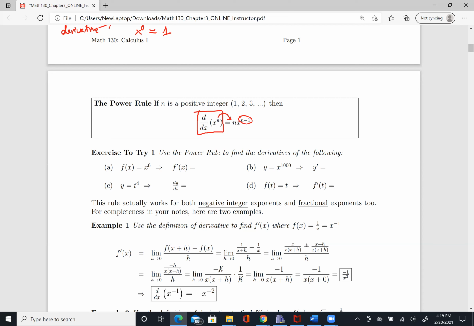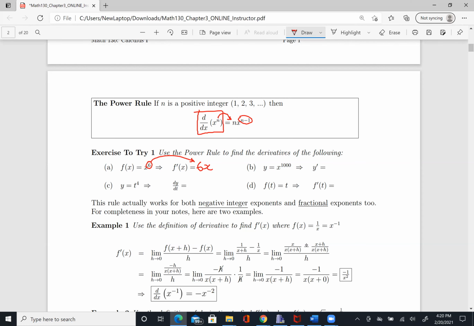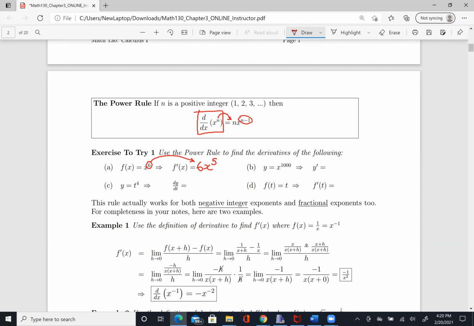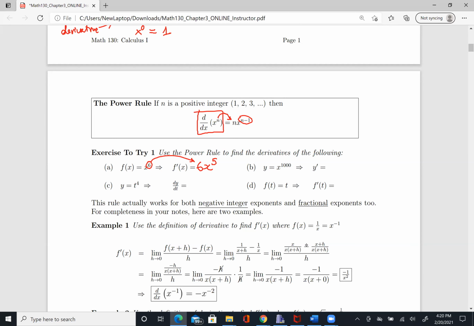But I can go ahead and do one more example here for you guys. So if f(x) equals x power 6, then f'(x) will be 6, from this power 6 it becomes the coefficient, and then variable x, and power 6 lowered by 1 unit becomes 5. Okay, that is the way. So for the rest, I'm going to let you guys do it.